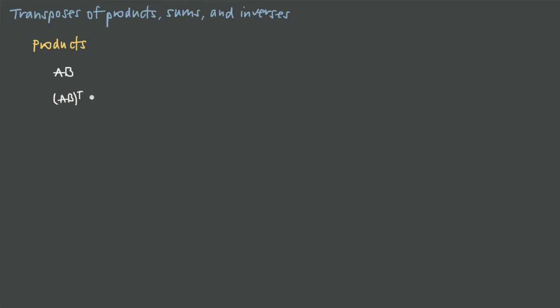Well, as it turns out, this is equal to the transpose of the individual matrices, but with the opposite order for the multiplication. So this is not going to turn into A transpose times B transpose. It's specifically going to turn into B transpose times A transpose. And remember that order matters because matrix multiplication is not commutative. So B transpose multiplied by A transpose is not going to be the same thing as A transpose multiplied by B transpose. So this switching of the order here is really important.